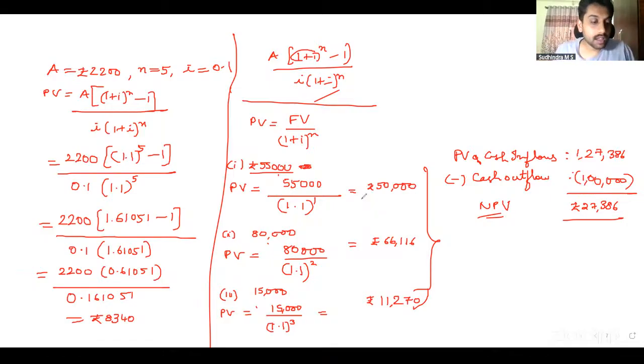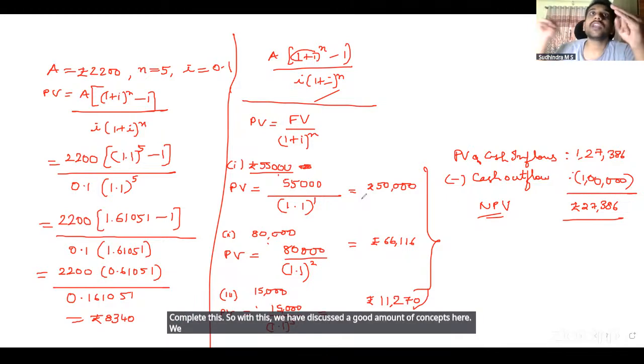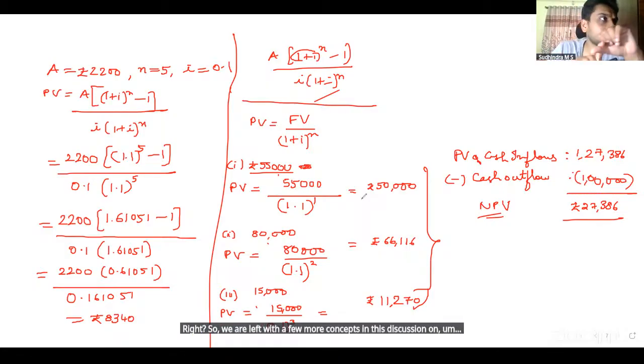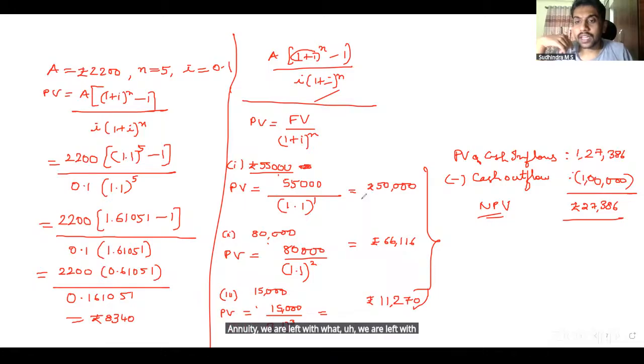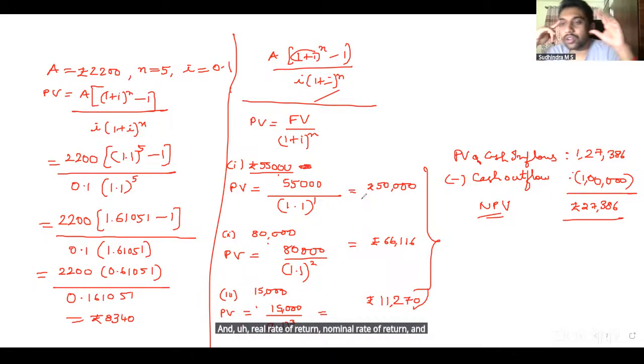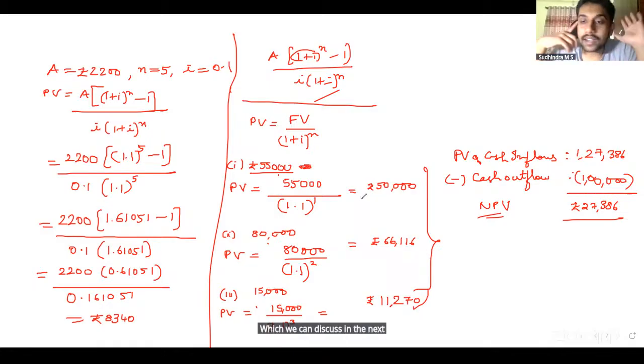Complete this. So with this, we have discussed a good amount of concepts here. We learned about sinking fund, leasing, as well as capital investment and NPV. We are left with a few more concepts in this discussion on annuity: perpetuity, valuation of bond, real rate of return, nominal rate of return, and CAGR. Few small concepts which we can discuss in the next class and complete this chapter.